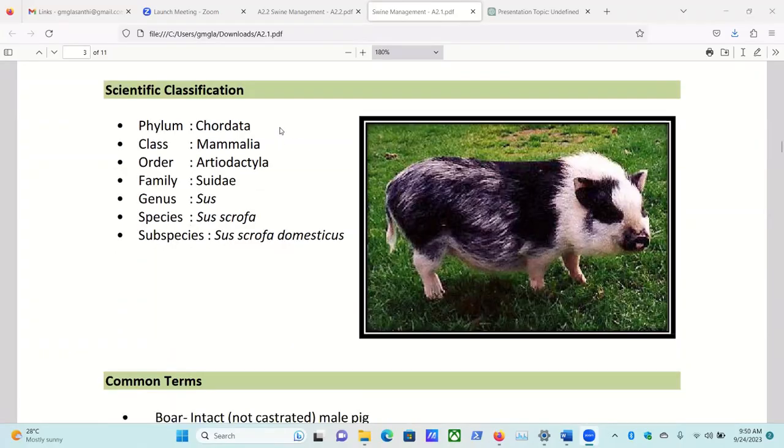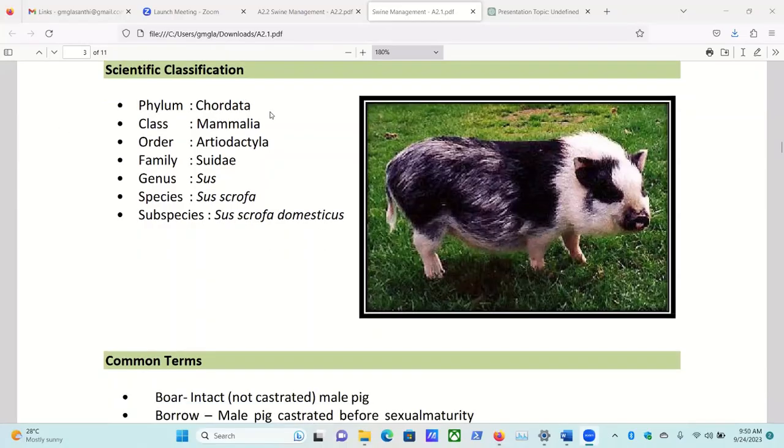And this is about the scientific classification. It belongs to phylum Chordata, class Mammalia, order Artiodactyla, family Suidae, genus Sus, species Sus scrofa. The subspecies is Sus scrofa domesticus. Domesticus means it is domesticated.